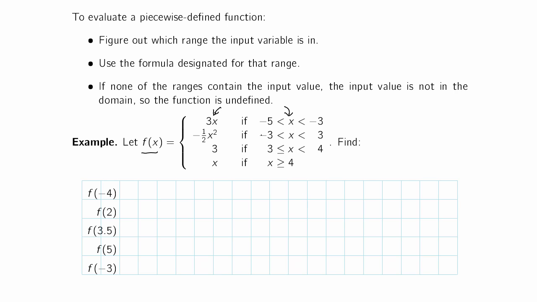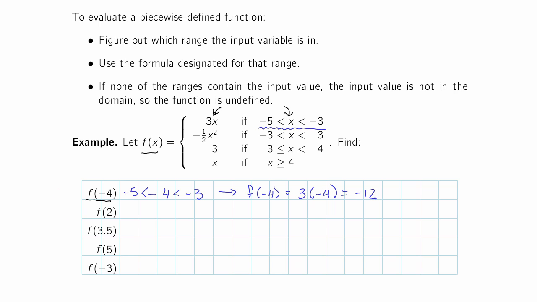When we go to evaluate a function like this, our first step is to figure out which of the given ranges our input is in. So if we want to take f of -4 here, we see that -4 is in this range, right? It's true that -4 is between -5 and -3. So that means that f of -4 is 3 times -4. We now plug the -4 in for x, which is -12.